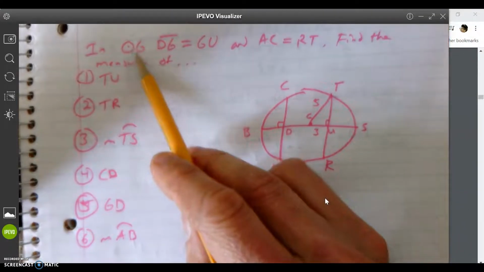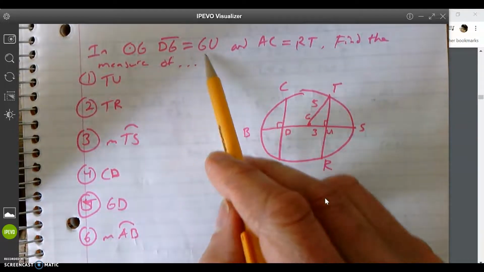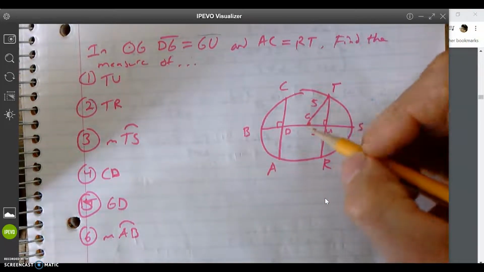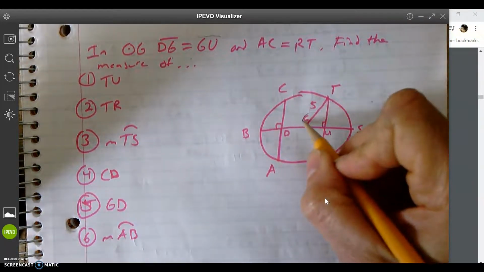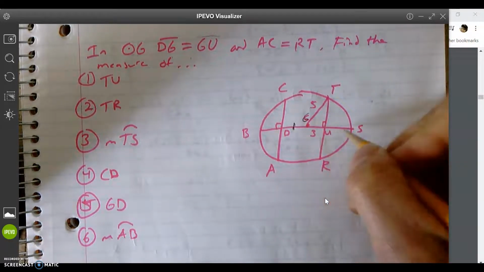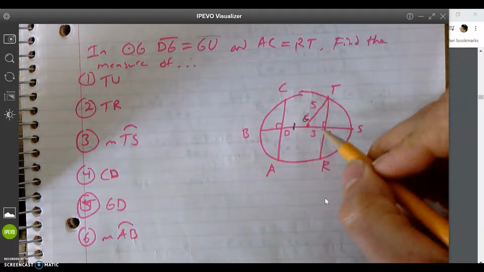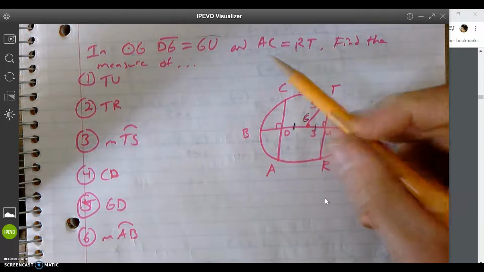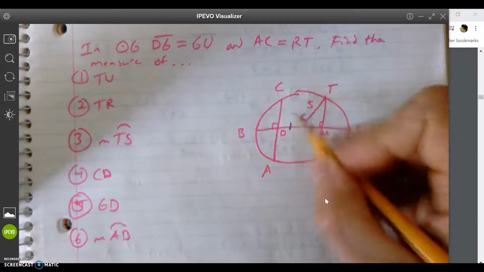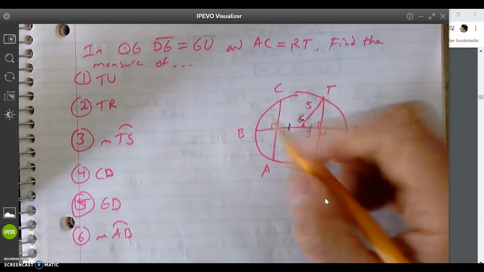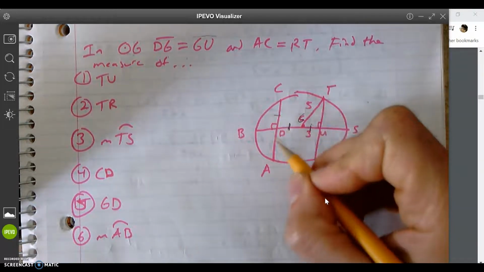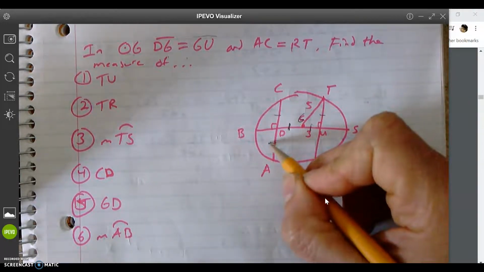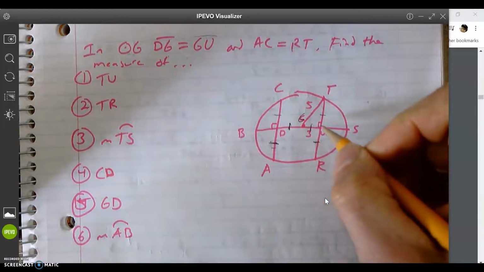So in circle G, DG equals GU. So G is the center right here. So DG equals GU, sorry. So that means that these two are congruent. And AC equals RT. So AC and RT are also congruent. So that would mean that this part is congruent to this part, and this part is congruent to this part. So, oh, sorry, it's all the same. My bad. So there's one mark. Find the measure of all these.